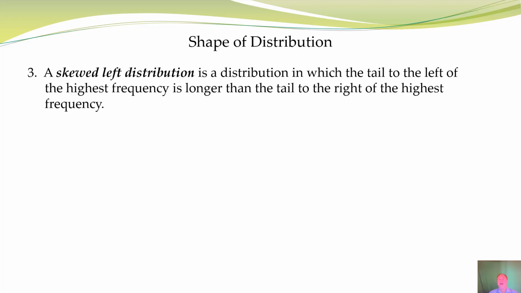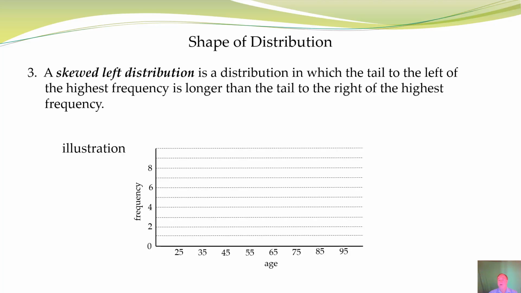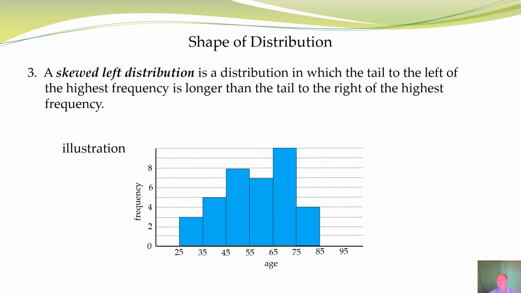Okay, number 3, a skewed left distribution is a distribution in which the tail to the left of the highest frequency is longer than the tail to the right of the highest frequency. So, illustration. If these were my bars, if you look closely at the bars, the highest bar is between 65 and 75. And if you look, the left tail is longer than the right tail. So this is called skewed left.